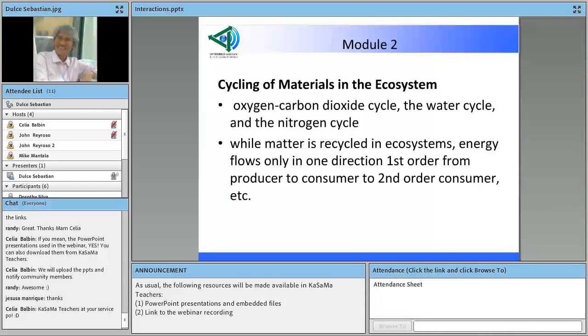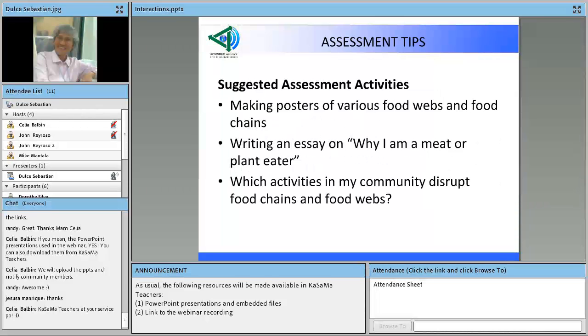In the later portion of the module, there is a discussion on the cycling of materials in the ecosystem, in which the oxygen-carbon dioxide cycle, the water cycle, and the nitrogen cycle are included. They are going to see that when matter is recycled in ecosystems, energy flows in one direction, from the producer to the consumer, second order consumer, and so on.